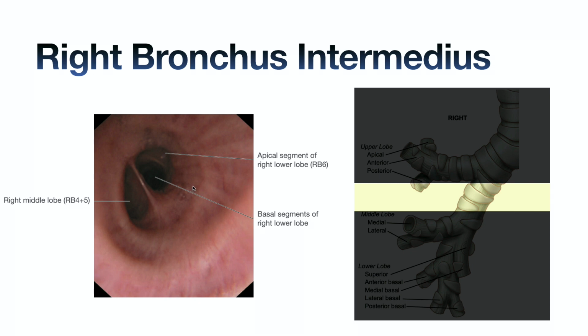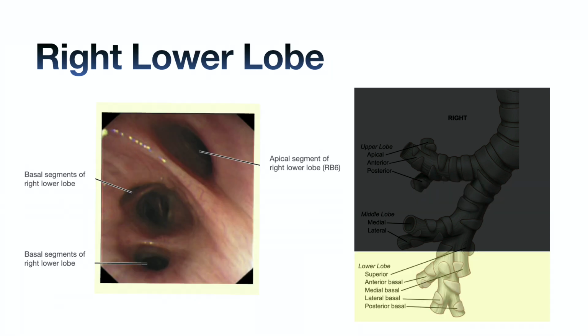Going back a little bit, we will now enter the right lower lobe. The first opening from the right lower lobe is the apical segment of the right lower lobe. This is the typical area where aspiration occurs, especially when the patient has been in a supine position for a long time.